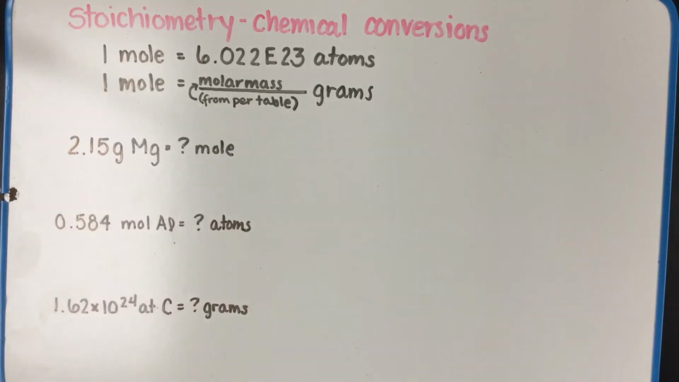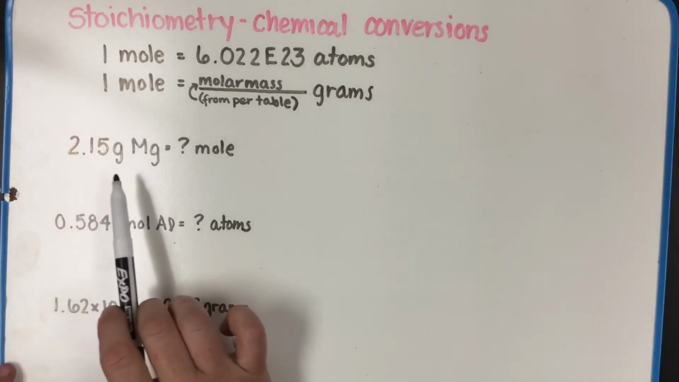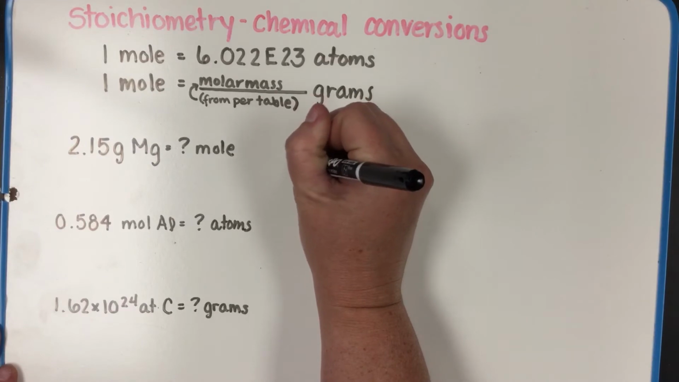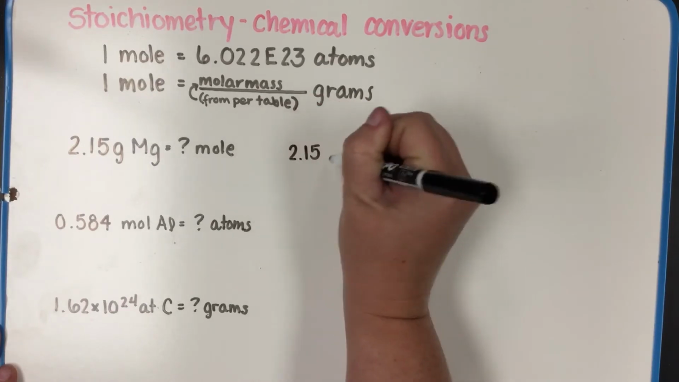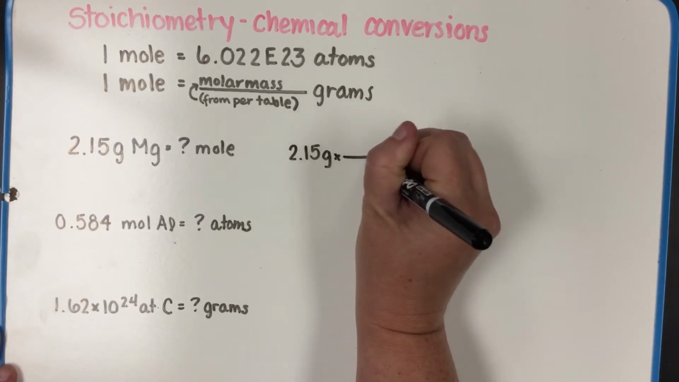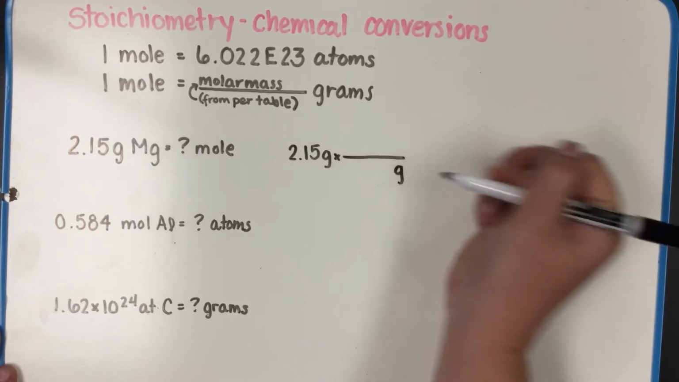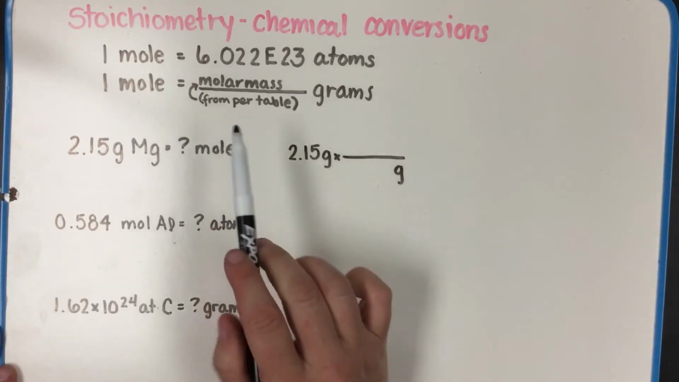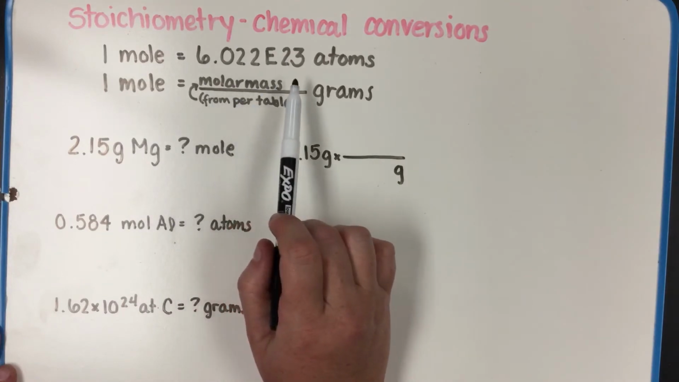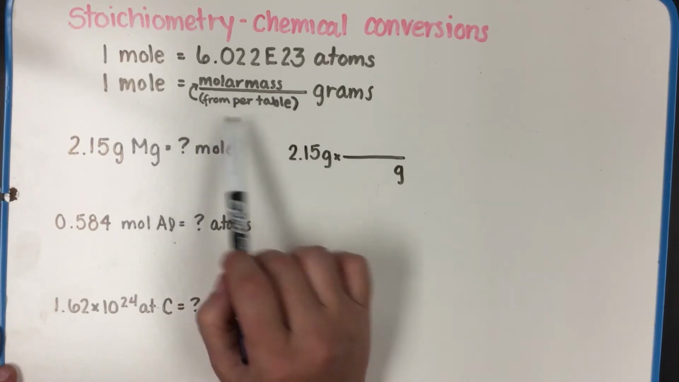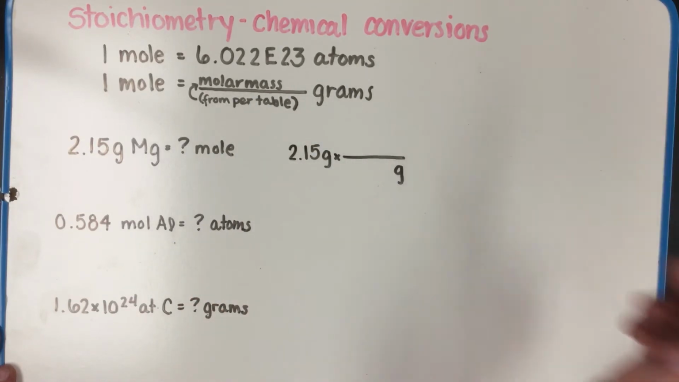So let's start our conversion for the first one here. It says we're supposed to start with 2.15 grams of magnesium, and we want to know how many moles there are. Well, just like before, we start by rewriting our given, including the unit. The unit from our given goes to the bottom of our first fraction line. And then we consider our equalities. We know that 1 mole is equal to 6.022 times 10 to the 23rd atoms, regardless of the element. But 1 mole is also equal to a molar mass, and that does depend on the identity of the element.